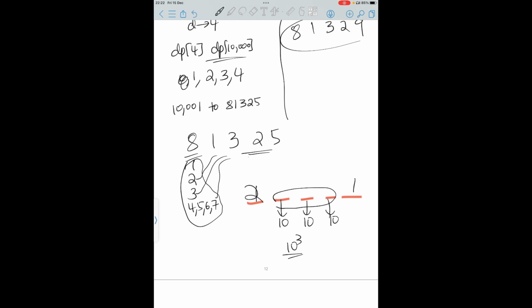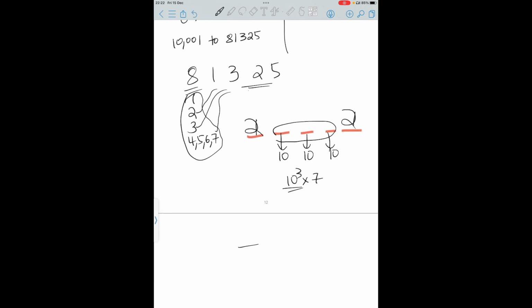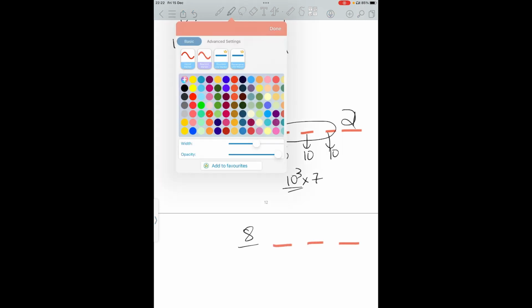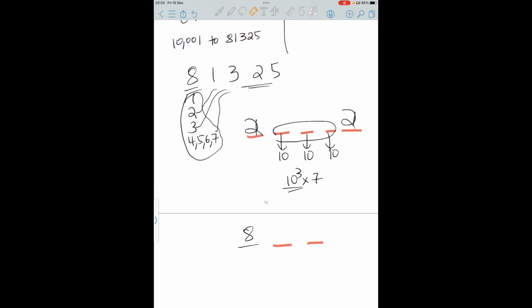The same goes for numbers starting with 2 until 7. So there will be 7 into 10 cube. Now let's see what happens when we fill the first digit with 8. When you fill the first digit with 8, you cannot fill whatever you want in these three places, because if you fill 9 here, 0 here, 0 here, it will be greater than the given number. This one is 81,000, this one is 89,000.